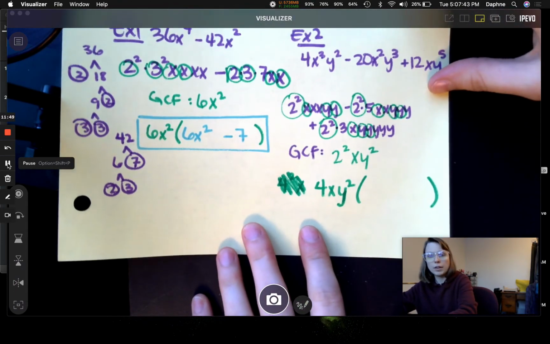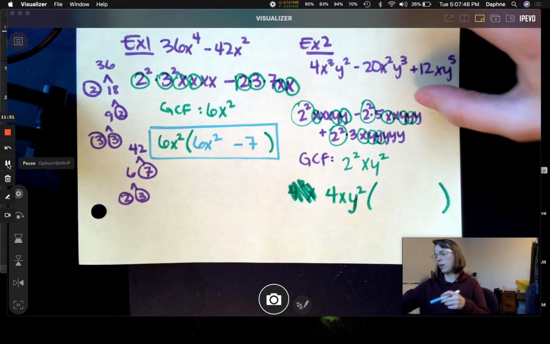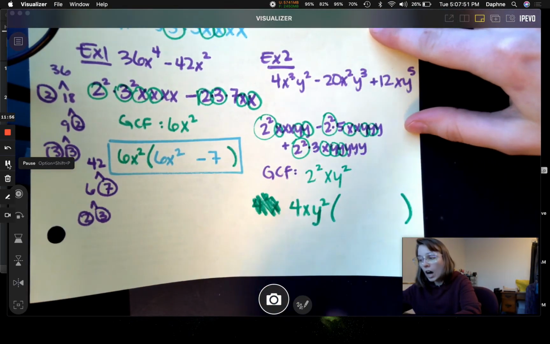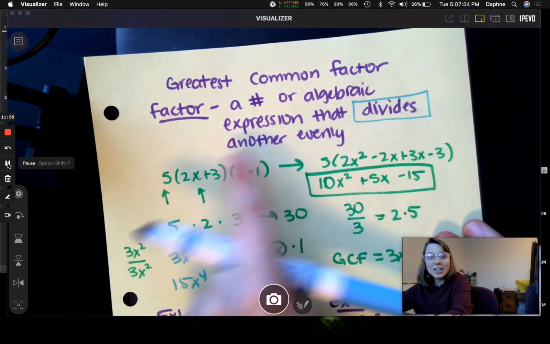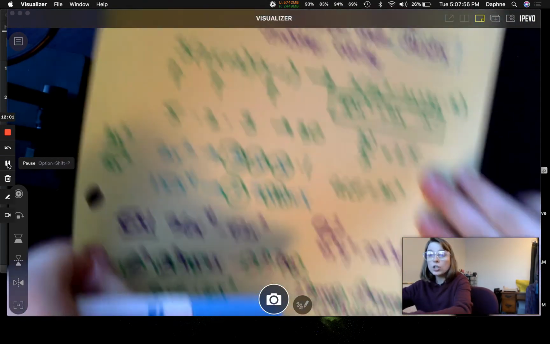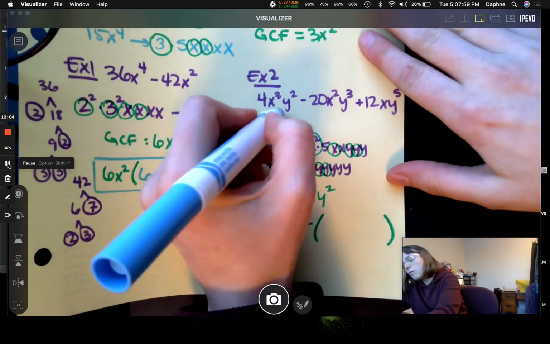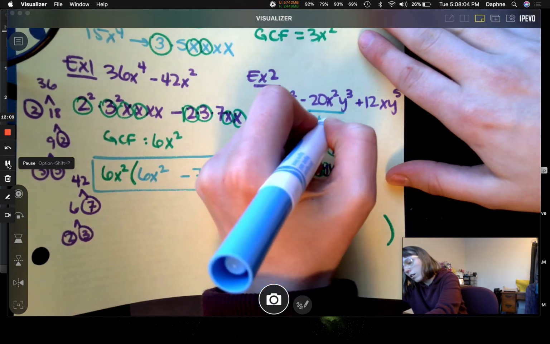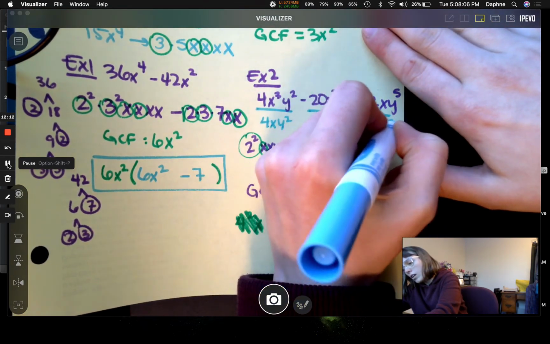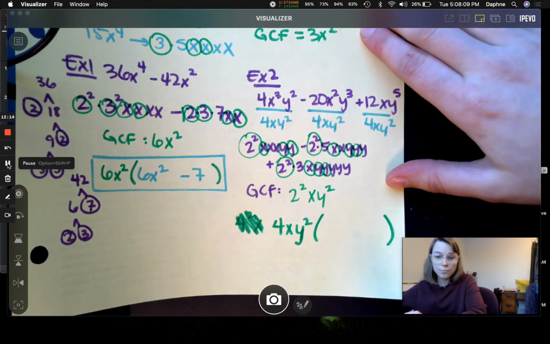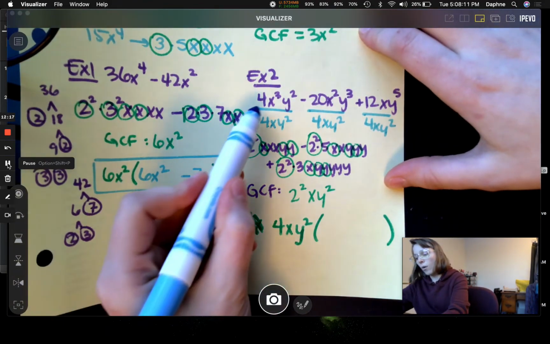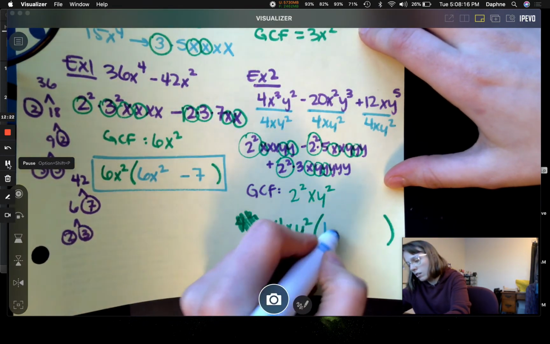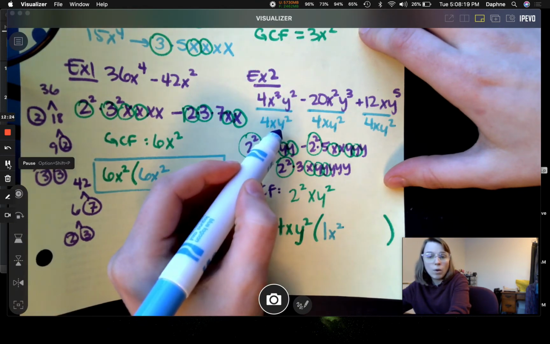So, there we go. Hopefully less air blowing on it. All right, so because factors divide another evenly, I'm going to show that division. I'm going to divide each of my terms by 4xy squared. This is just another way of showing that work. So, if I take 4 divided by 4, that's 1. X cubed divided by x, x squared. Y squared divided by y squared, 1.